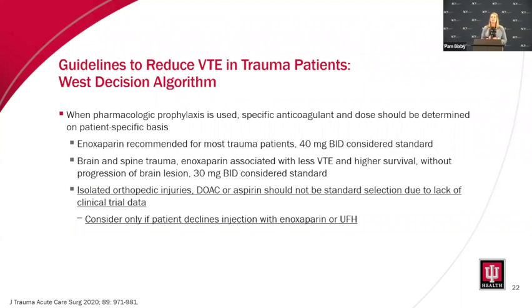So guidelines to reduce VTE in trauma patients. There is mention in the West decision algorithm of the use of DOACs, but it's restricted to patients who decline injection with enoxaparin. And really, this is just because I think we're lacking the data. We don't have robust, large, randomized control trials to really support a strong recommendation for the use of DOACs in this patient population. In my opinion, this is an area that's ripe for additional research.